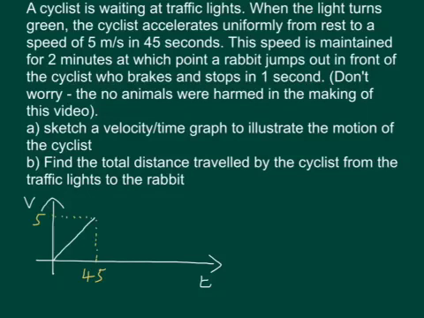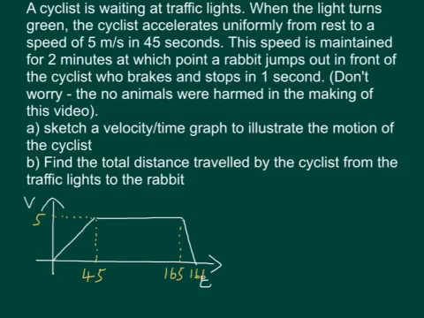Now the cyclist maintains this speed for another 2 minutes. 2 minutes is 120 seconds. So it's a constant speed to this point here. So it's still 5 meters per second, but the total time travelled now is 165 seconds. Then the rabbit appears and the cyclist screeches to a halt and stops, so there's no velocity, and it stops just in front of the rabbit.